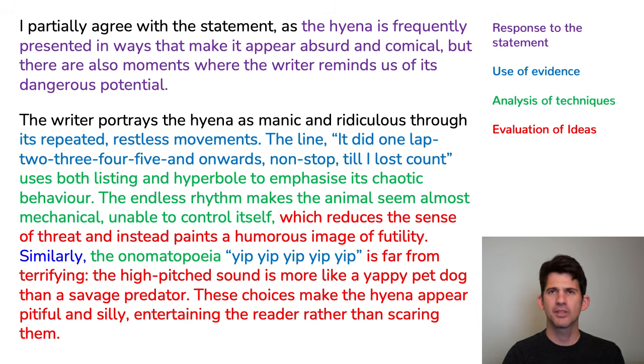So, a top grade opening argument might read like this. "I partially agree with this statement, as the hyena is frequently presented in ways that make it appear absurd and comical, but there are also moments where the writer reminds us of its dangerous potential. The writer portrays the hyena as manic and ridiculous through its repeated, restless movements. The line, 'it did 1 lap, 2, 3, 4, 5 and onwards, non-stop till I lost count', uses both listing and hyperbole to emphasize its chaotic behavior.